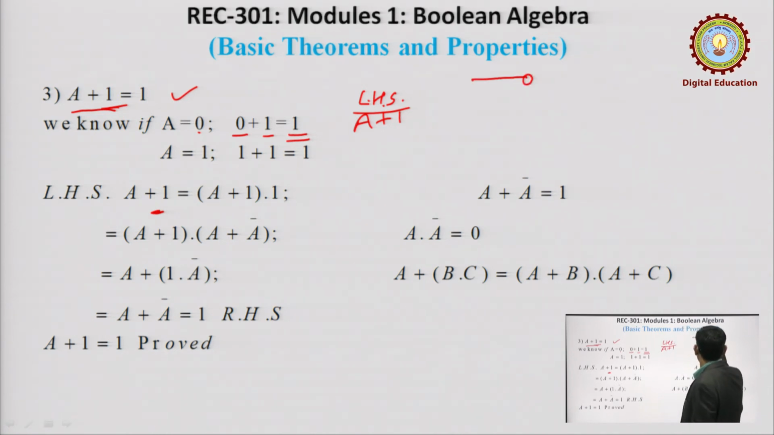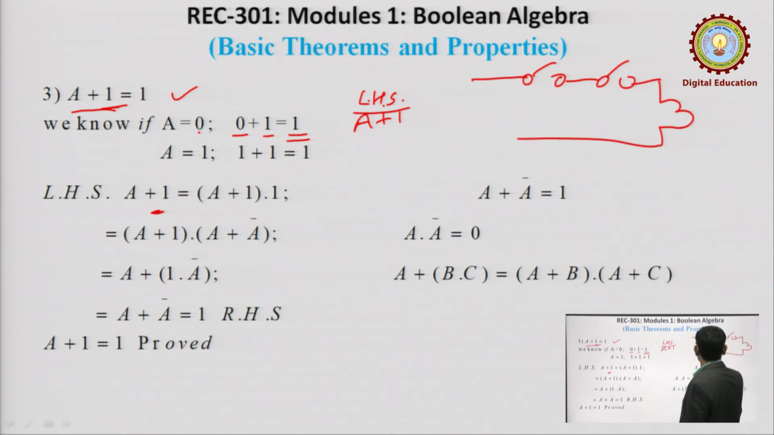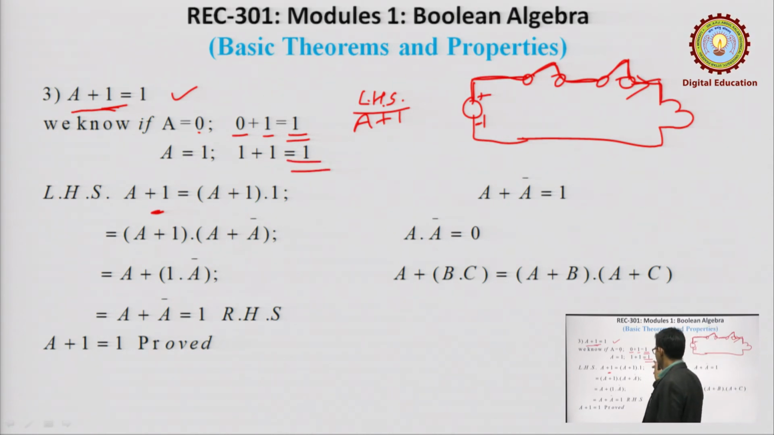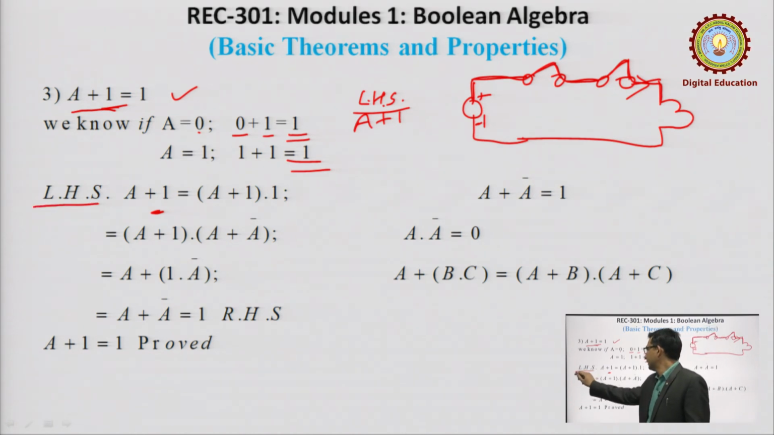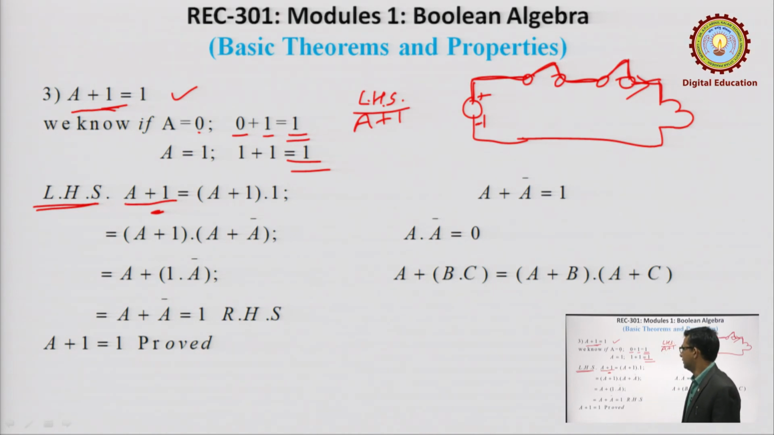From here you can see plus minus. Okay. So, this is one switch, if this switch is also closed, this switch is also closed, we will get the path for the current to supply the load. Okay. So, that is why 1 plus 1 will be 1. Okay. Now, take the left hand side, A plus 1 is equal to 1, we want to prove it.